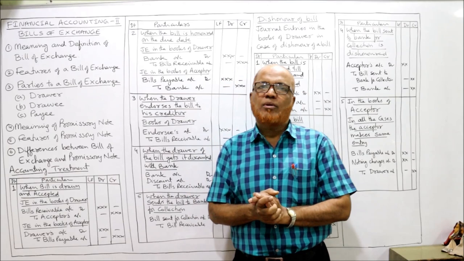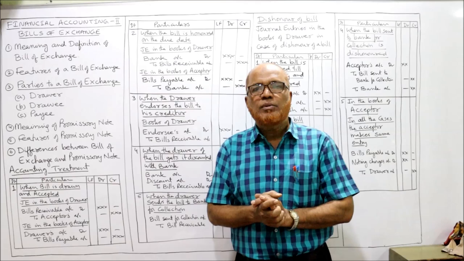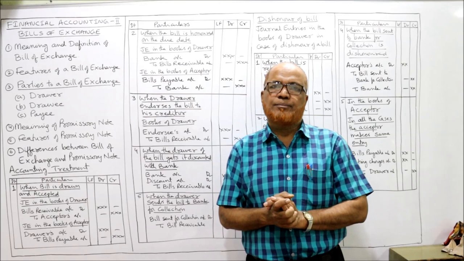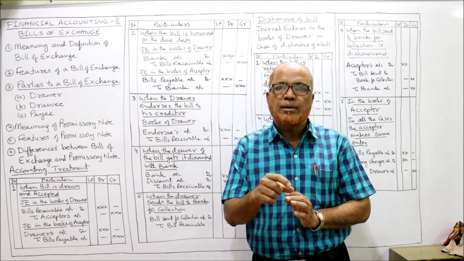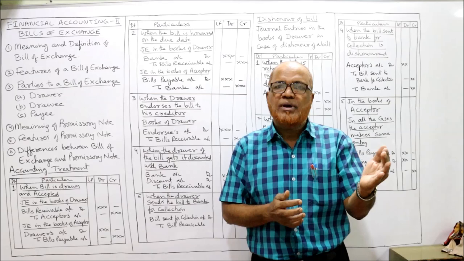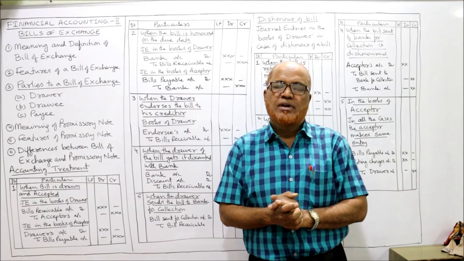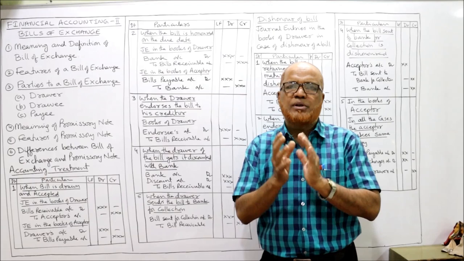So according to the Negotiable Instruments Act, a bill of exchange is an instrument in writing containing an unconditional order signed by the maker directing a certain person to pay a certain sum of money only to, or to the order of, a certain person or to the bearer of the instrument. This definition given in the Negotiable Instruments Act contains all the features of bills of exchange. So normally, how does a bill of exchange work?